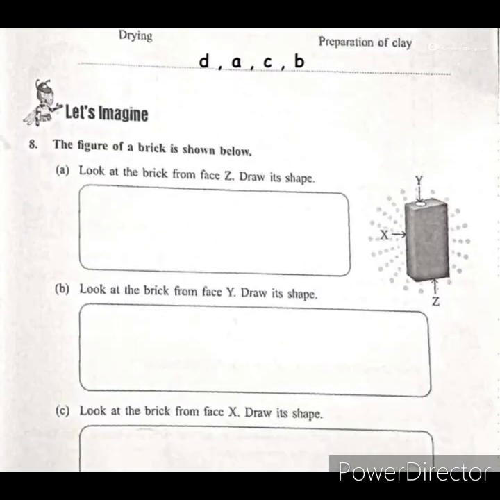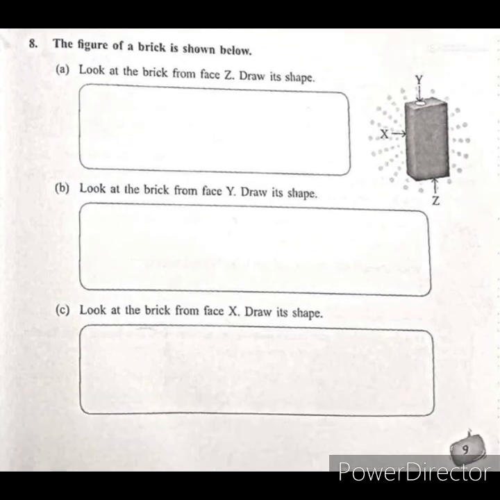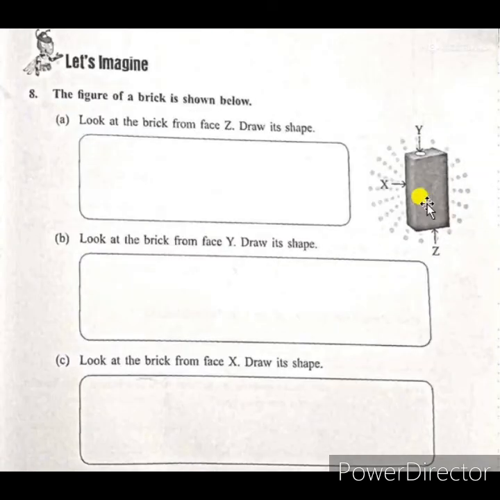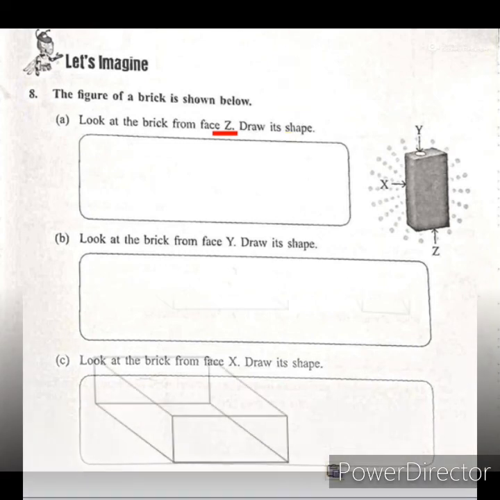Let's imagine. Here we have been given one view of a brick. The view given here is the front view. We are asked to show the other three views of this brick. The first one asked is, look at the brick from face Z and draw its shape. Students, this also I will show in another figure. On this page there is not enough space to show this figure. I will show it on another page.